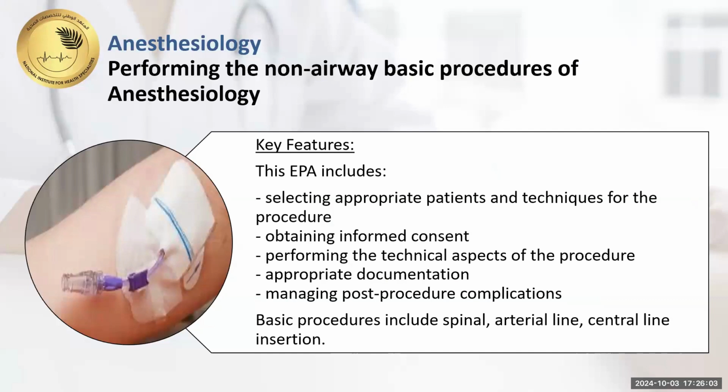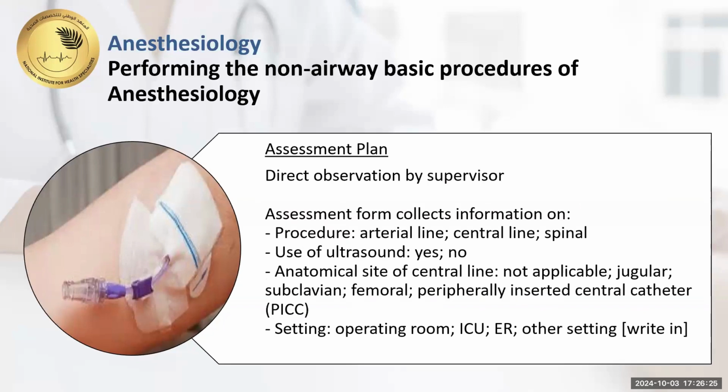The description: this EPA includes selecting the appropriate patient and technique for the procedure, taking the consent, performing the technical aspect of the procedure, documenting, and managing post-procedural complications. And then it's an enumeration of the procedures: spinal, arterial line, central line insertion. Very clear. Then the assessment plan. Who's observing? Supervisor. Could be anybody who is entitled to supervise that trainee. And it's a direct observation.